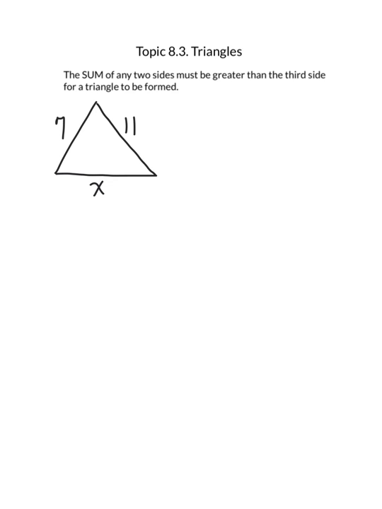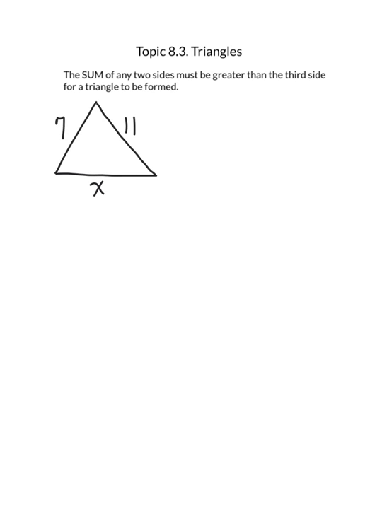Let's look at topic 8.3, triangles. The sum of any two sides must be greater than the third side for a triangle to be formed. If they give me a triangle like the one pictured, a triangle of course has three sides. I've labeled one side 7, the other side 11, and then we have a missing side x.